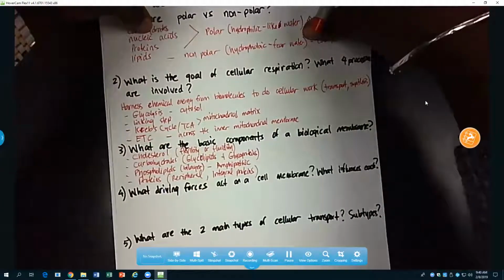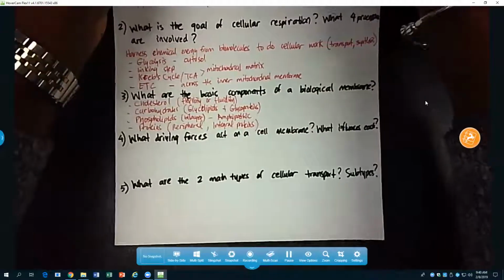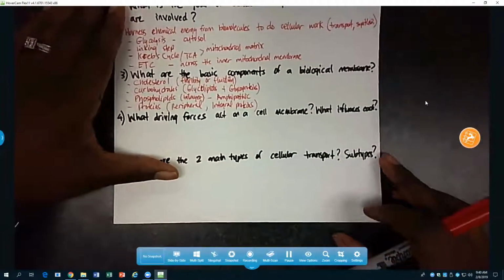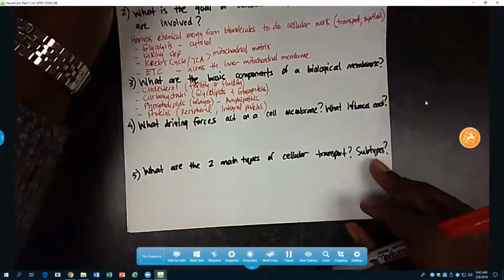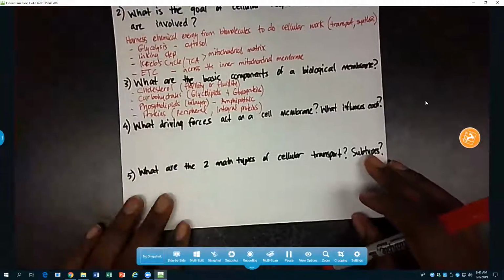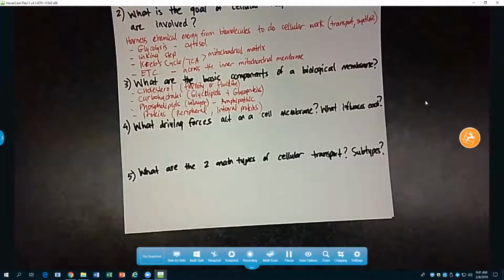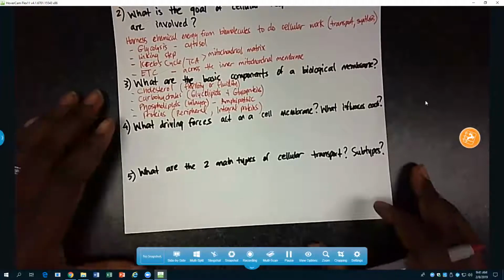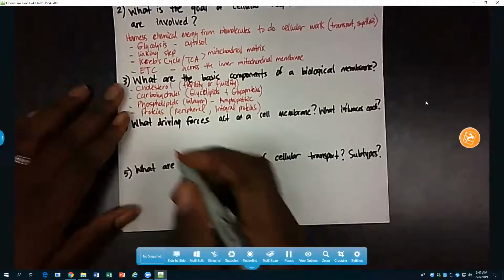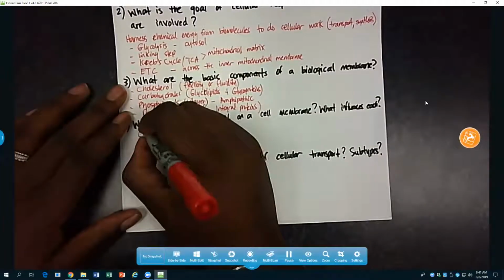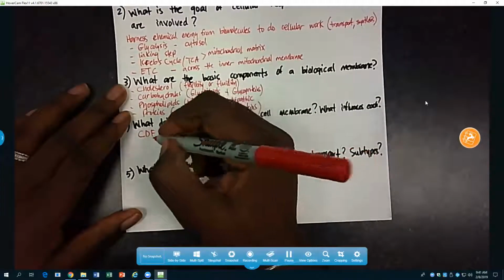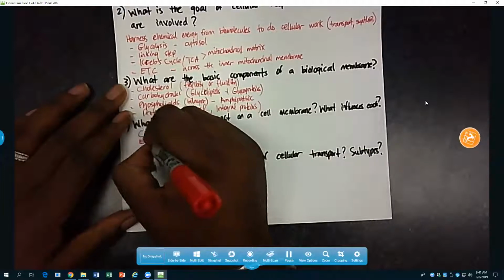Move on to question 4. And this is where we started talking about cell membrane transport. And what are the driving forces? What driving forces act on a cell membrane, and what influences each of these driving forces? So what are the driving forces? So we had the chemical driving force, yep. And then the electrical driving force.